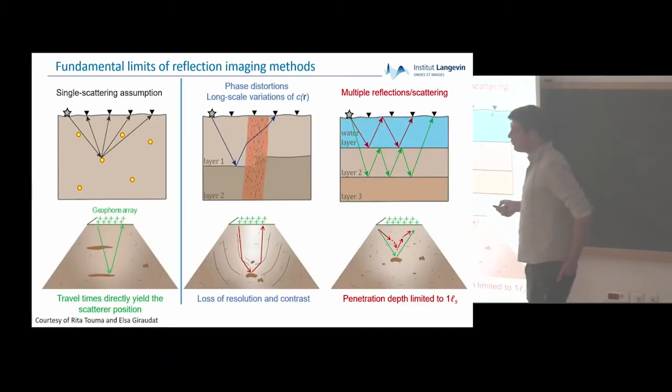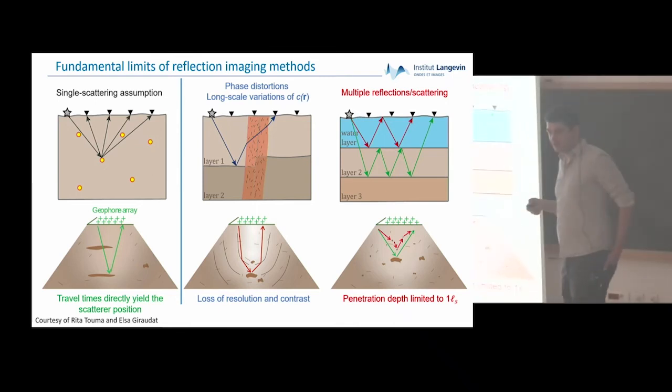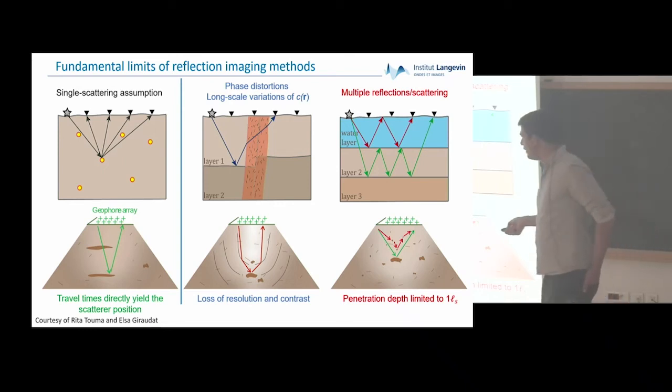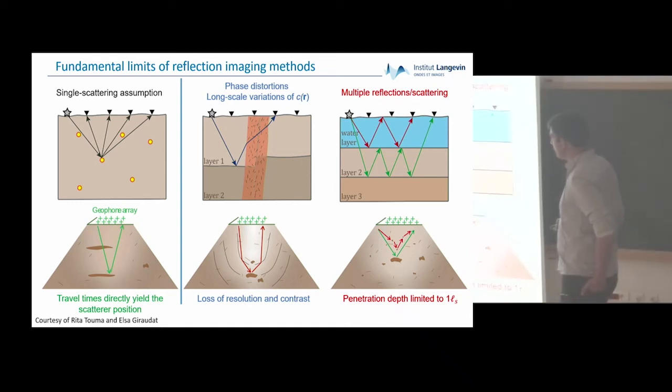So what kind of problems do we have in reflection seismic imaging? Exactly the same as in ultrasound imaging or optical microscopy. Most of these reflection imaging methods are based on the single scattering assumption. If this is true, you can still use the travel time to get the scatterer position. But of course, here you have strong variations of the wave velocity that induce aberrations, and you can also have refraction, etc. It can induce a great loss of resolution and contrast on your image.